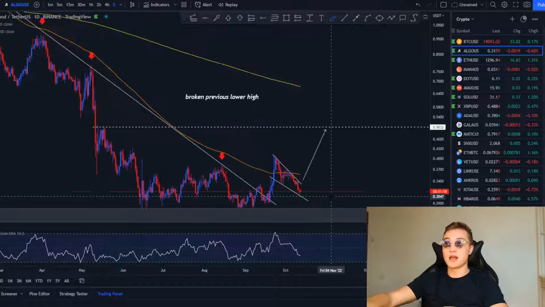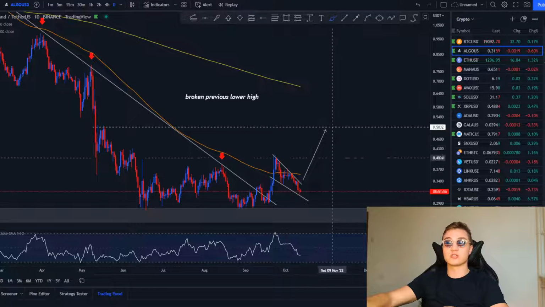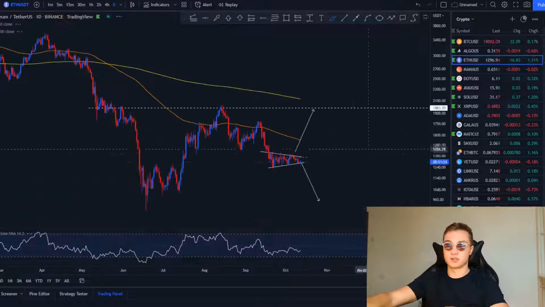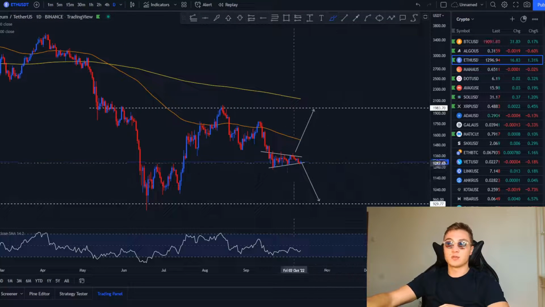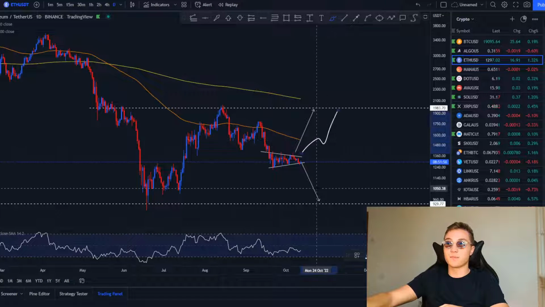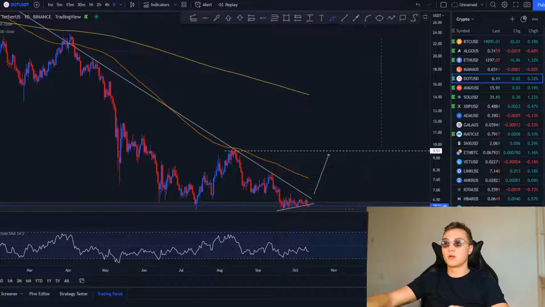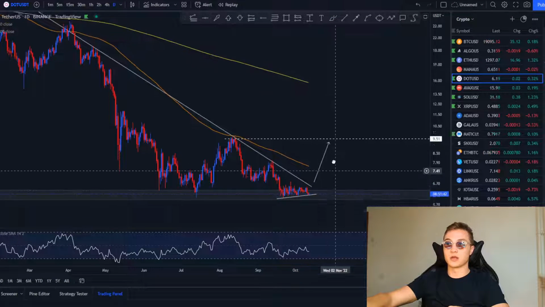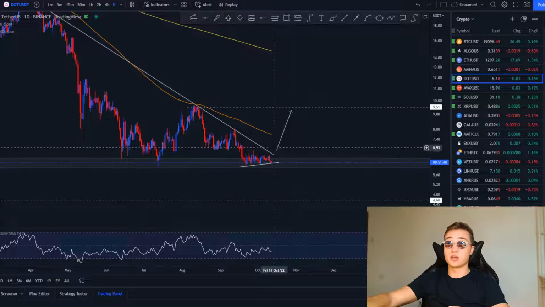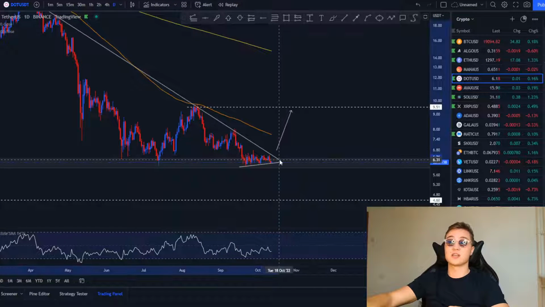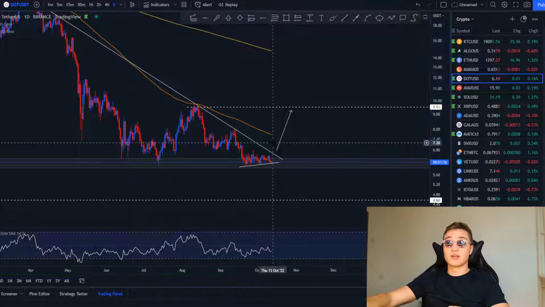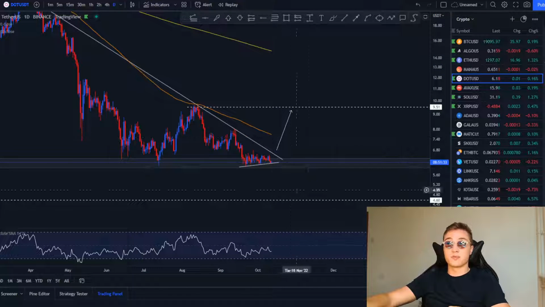Pretty simple. Algo, well, if we break this correction towards the upside, we could be moving bullish. Pretty simple as well. Ethereum, well, also, if we break up, we're moving up. If we break down, we're moving down. Pretty simple, right? Polkadot, well, we kind of broke down, but it's not really legitimate because we can still plot a correction. So we have a target towards the upside, we have a target towards the downside. It all depends on where the market's going to break out. So either up or down.